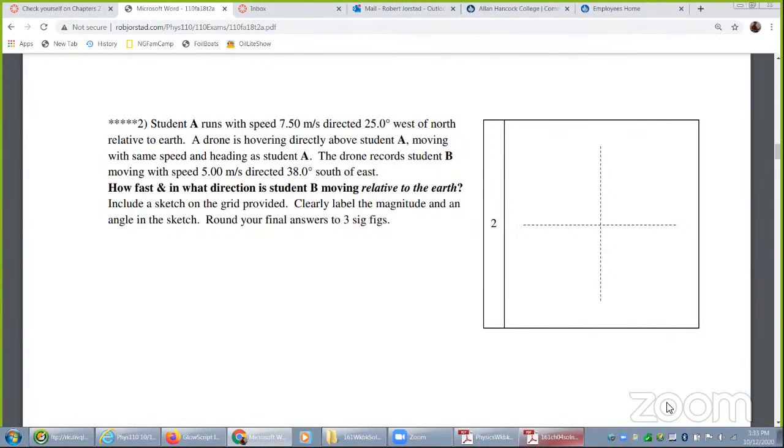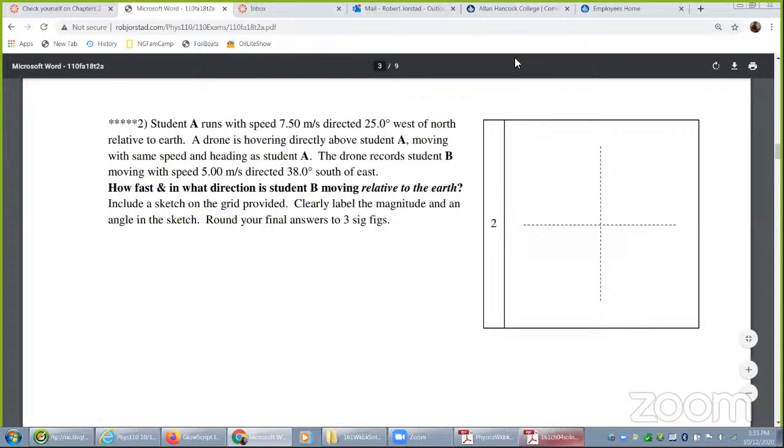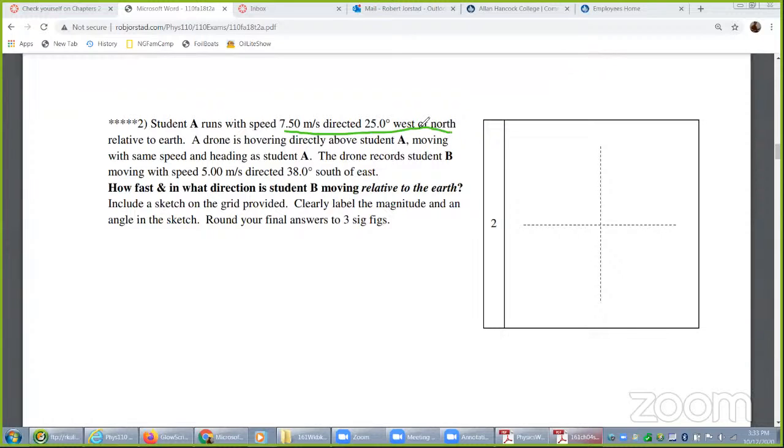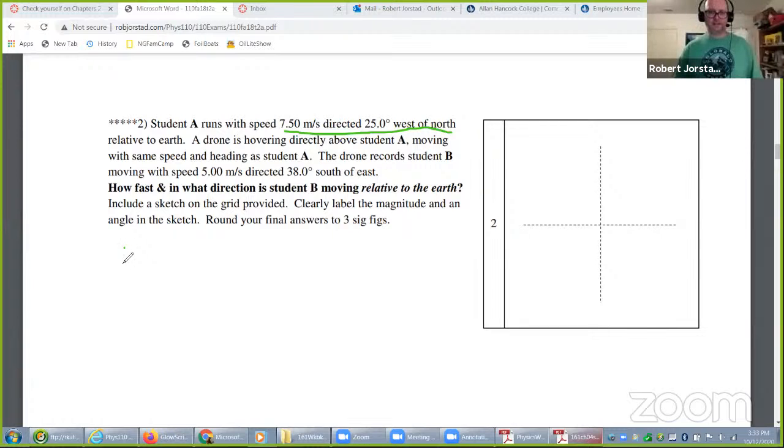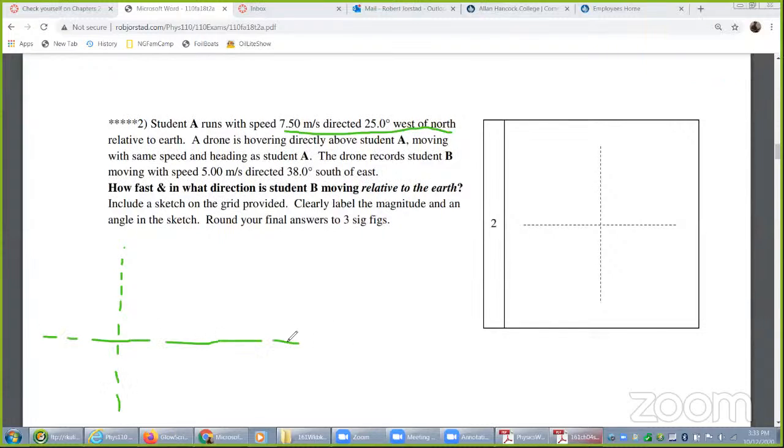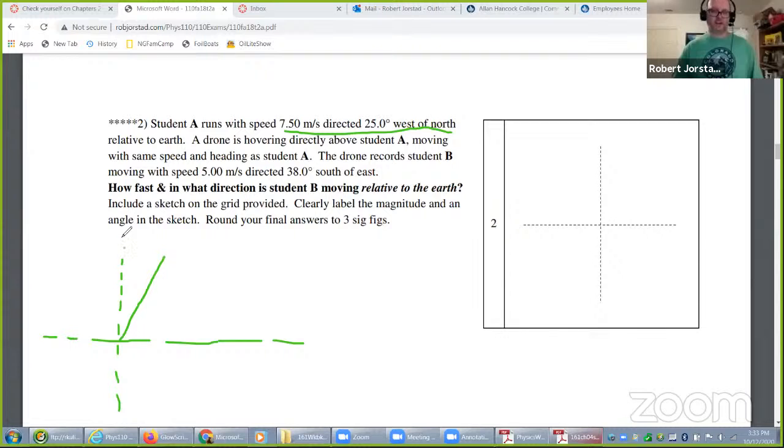So I started drawing student A, and I drew in the first quadrant something close to a 25-degree angle with 7.5, and that's relative to the Earth. So was it closer to the vertical axis or closer to the horizontal? Closer to the horizontal. No, vertical. Yeah, exactly. So you start at north, and then you go 25 degrees west of north. So that's the angle. Immediately, what can you tell that's going to do to all of your numbers for that? What do you have to remember now?